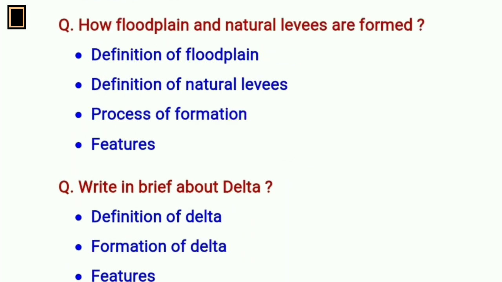The next one is how floodplain and natural levees are formed. We must define the floodplain and natural levees at first, and then explain the processes by which floodplains and natural levees are formed in the lower course of the river. Some features are to be mentioned also.